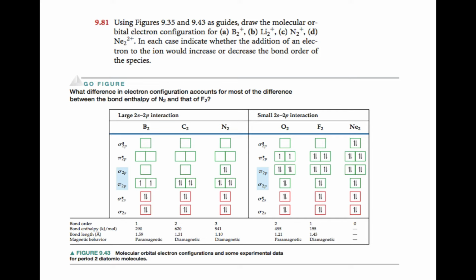Okay, so paramagnetic for boron, diamagnetic for carbon, diamagnetic for N2, paramagnetic for O2, diamagnetic for F2. And the bond order for Ne2 is so unstable, you don't end up with a molecule of Ne2. Okay.